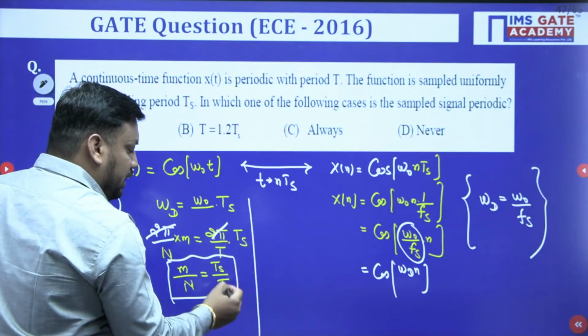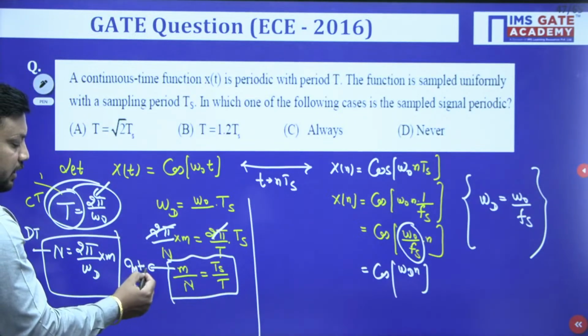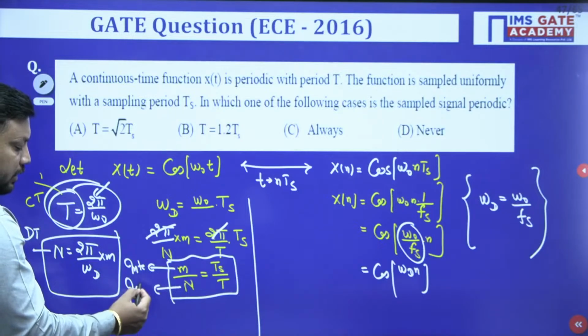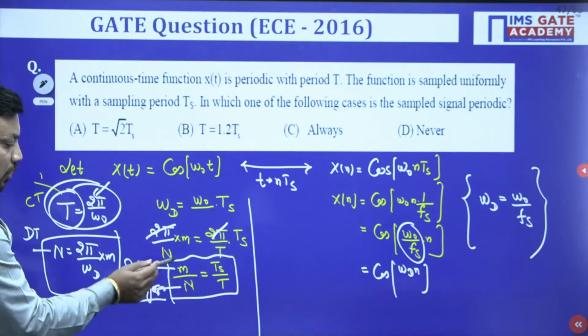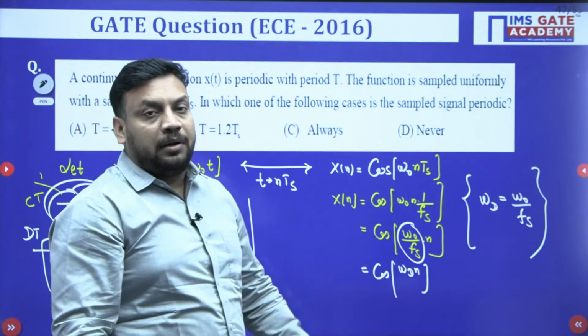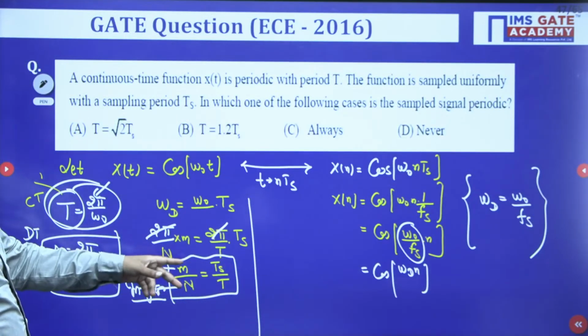So now you will get T upon Ts is nothing but the ratio of integers. So m is an integer and capital N is also an integer. So the ratio of integers is nothing but a rational number. M is an integer, capital N is also an integer, so the ratio of integers is nothing but a rational number.